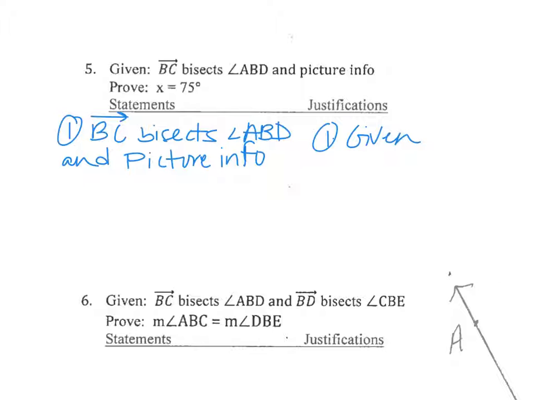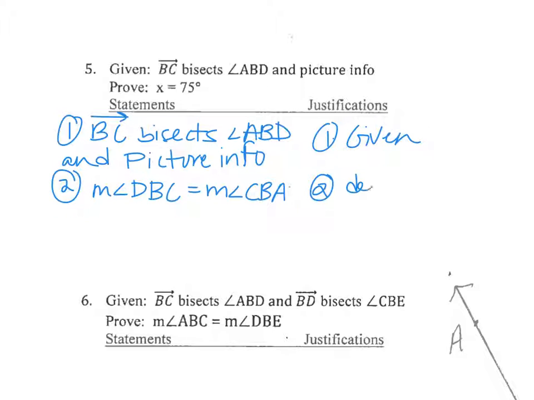What could I say? Measure of angle DBC equals the measure of angle CBA. Yep. So because you have an angle bisector, the two smaller angles are equal to each other. This is because of the definition of an angle bisector.